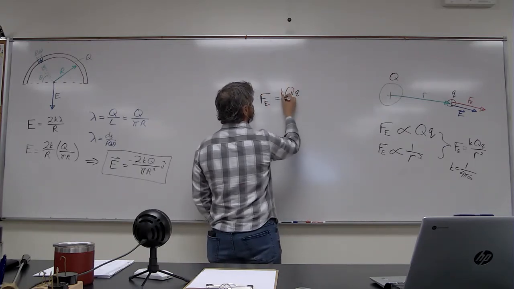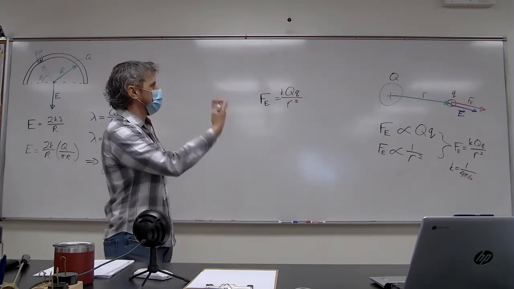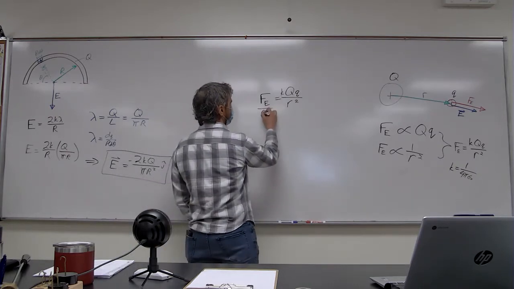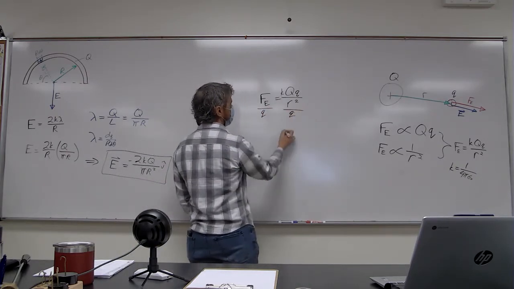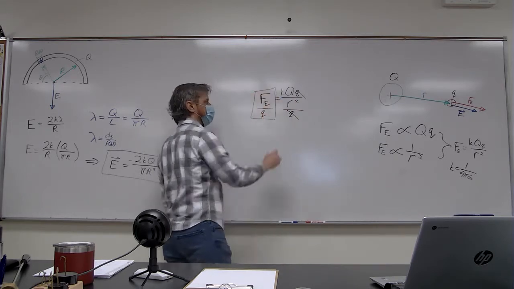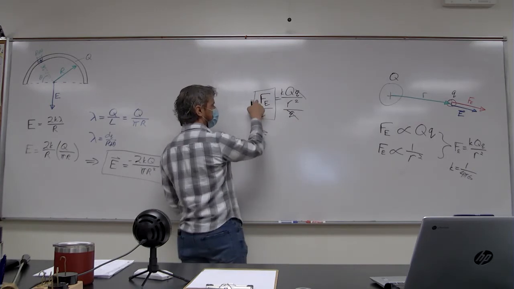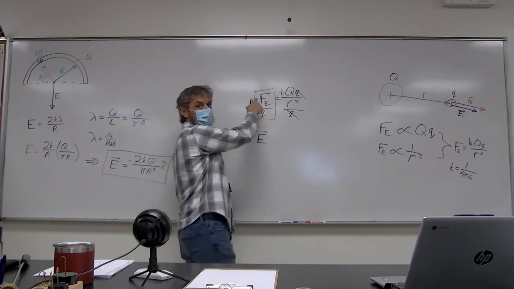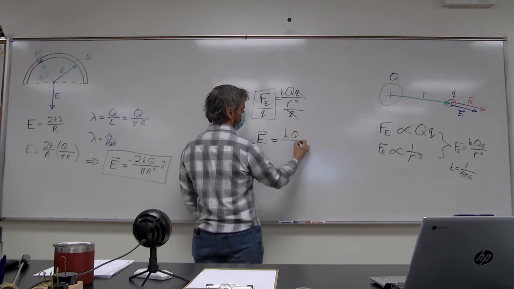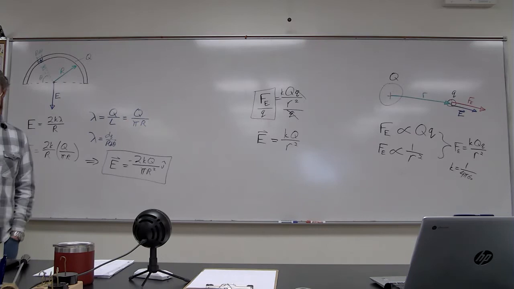Oop, forgot the k, or r squared. And I'm just going to divide both sides by q, little q, the amount of charge there. The q's cancel, and this is what we define to be the electric field. The electric field is force per unit of charge, or the force divided by the charge present, and that's just kq over r squared. Okay, that makes a lot of sense.